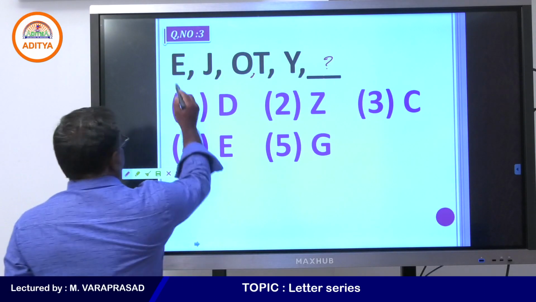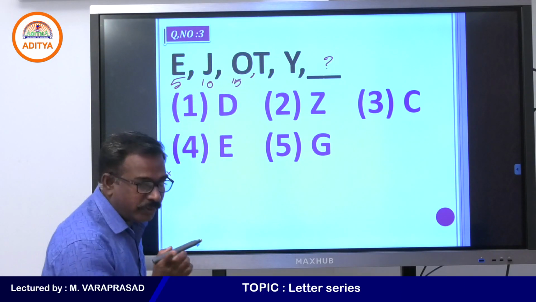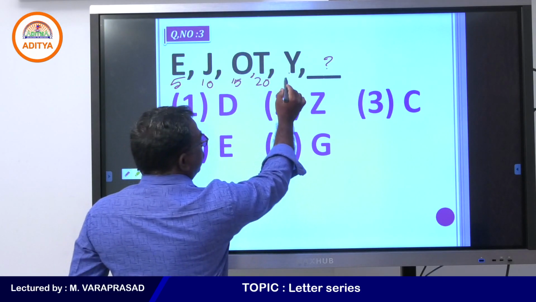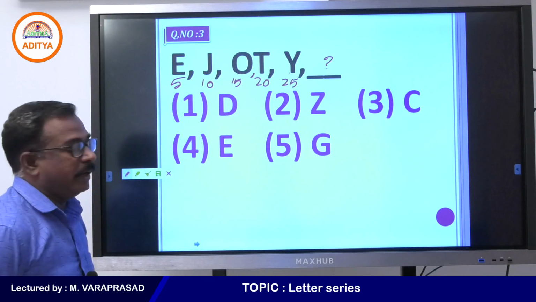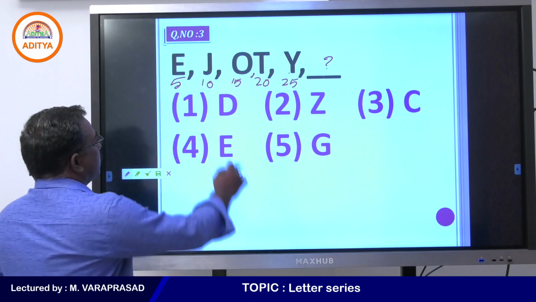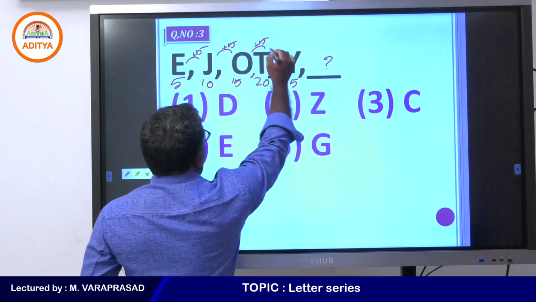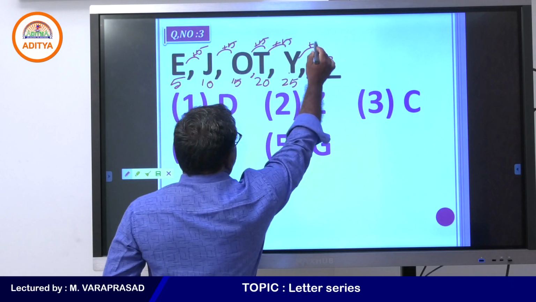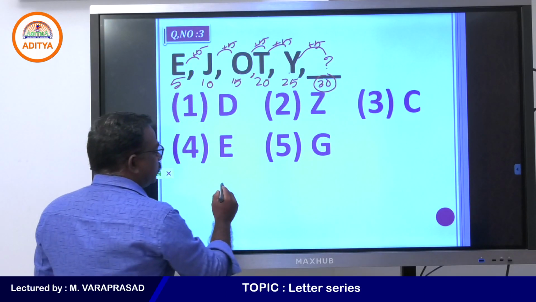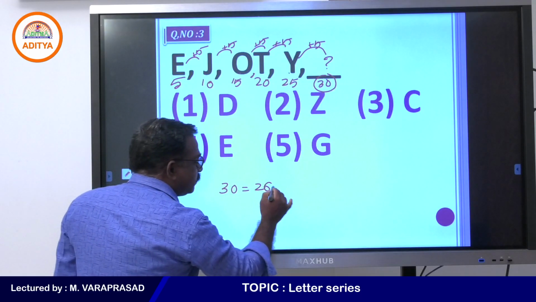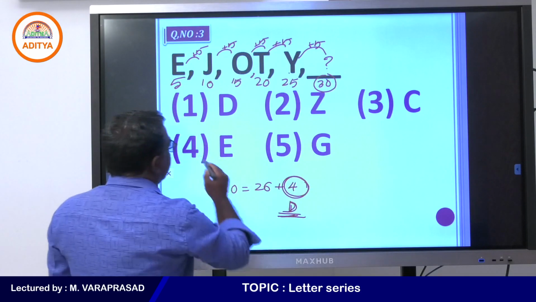So, E we know as 5th letter and J we know as 10th letter, O we know as 15th letter and T we know as 20th letter and Y we know as 25th letter. So, every term is increasing by plus 5. So, plus 5, plus 5, plus 5 and you will get plus 5 means 30th letter. 30th letter will not be there. 30 means we can write 26 plus 4. So, the 4th letter is D here.